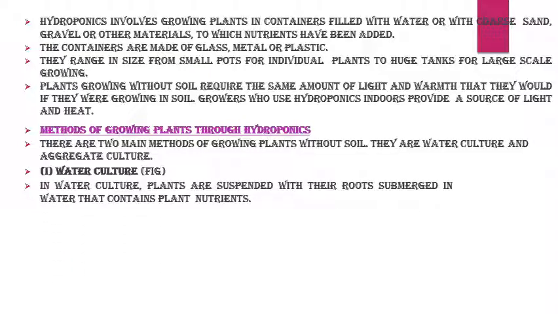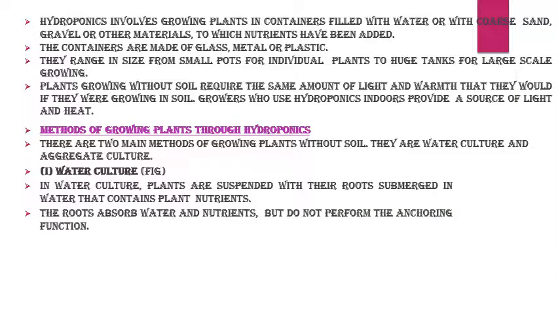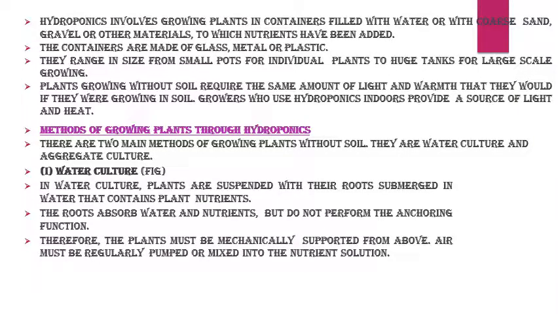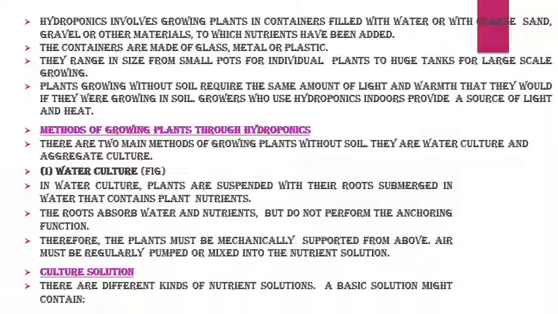In water culture, plants are suspended with their roots submerged in water that contains plant nutrients. The roots absorb water and nutrients but do not perform the anchoring function. Therefore, the plants must be mechanically supported from above. Air must be regularly pumped or mixed into the nutrient solution, the culture solution. There are different kinds of nutrient solution.